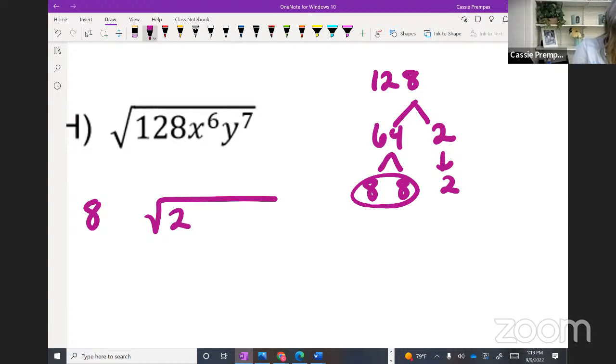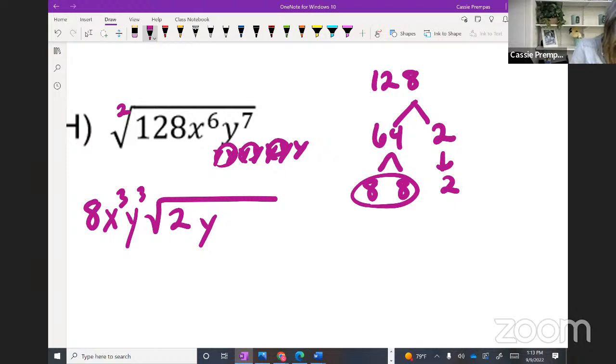A 2. Now, if you're thinking about x to the 6th, I need to find 2 of the same factor before I can take it out. If you have 6 x's, how many pairs are in 6 x's? 3. So I have x cubed on the outside. If I have 7 y's, 1, 2, 3, 4, 5, 6, 7, how many pairs are in 7 y's? 3. So I'm going to have y cubed, but how many are left over? 1 inside.